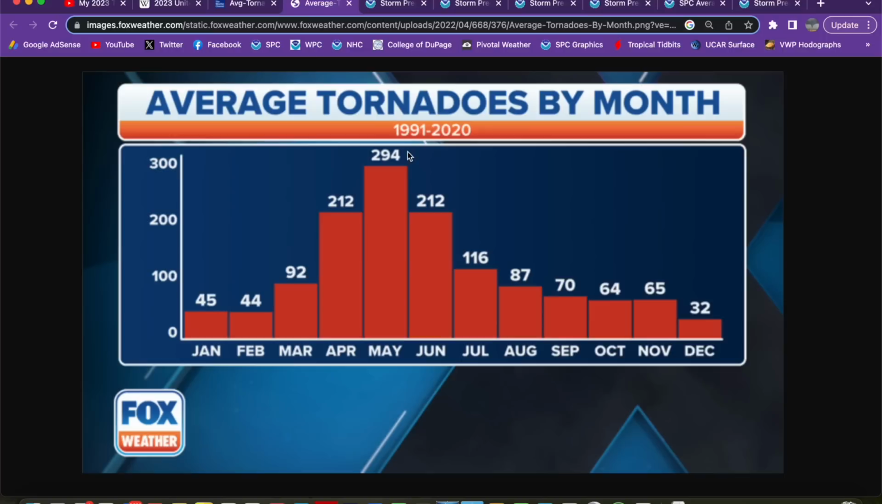Of course, May is going to be our peak month for tornadic activity in the U.S., right approaching that 300 number, sandwiched in between April and June, right about that 200 number. And then we have March, which is our lowest frequency month in the U.S. for tornadoes, at least as far as the spring season goes, with just below that 100 mark for the month.